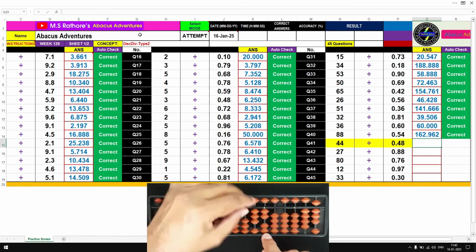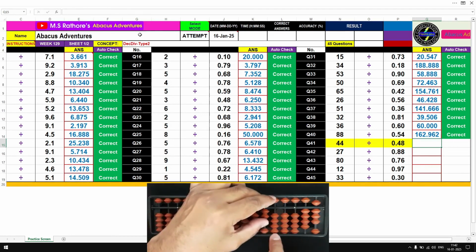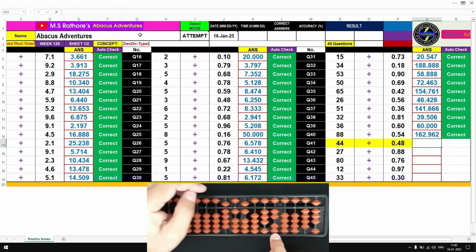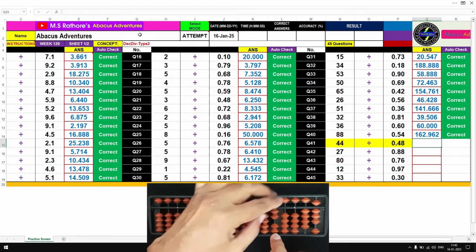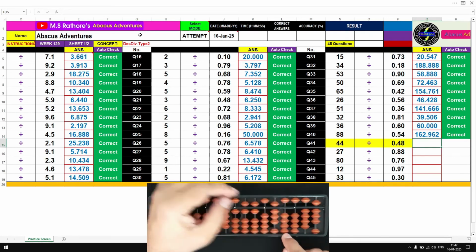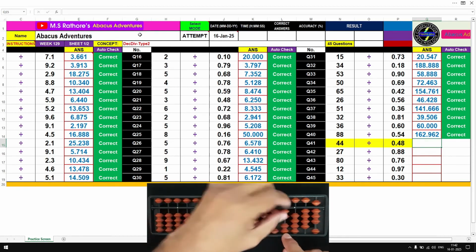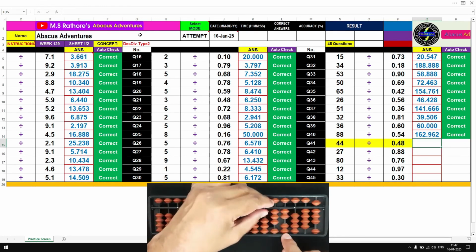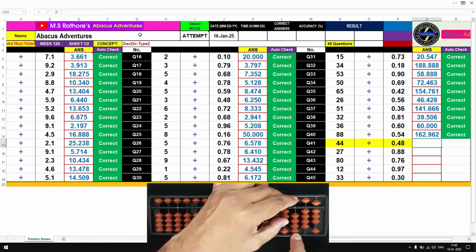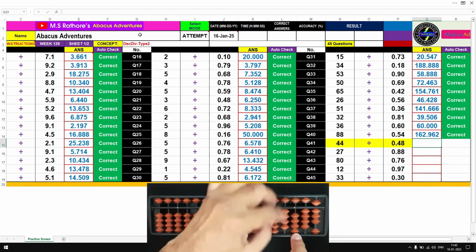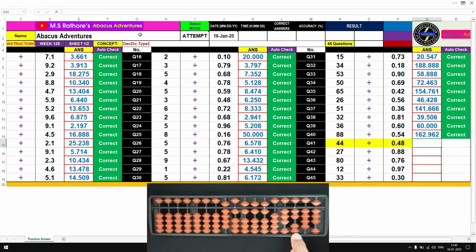4 sixes are 24, shifted. 8 sixes are 48. 4 sixes are 24, shifted. 8 sixes are 48. Again 4 sixes are 24, shifted. 8 sixes are 48, and the answer is 91.666.